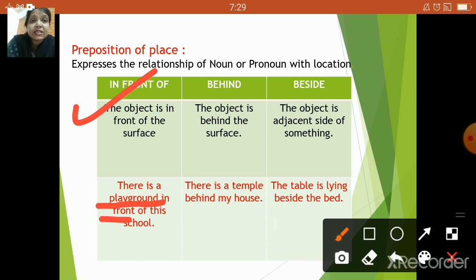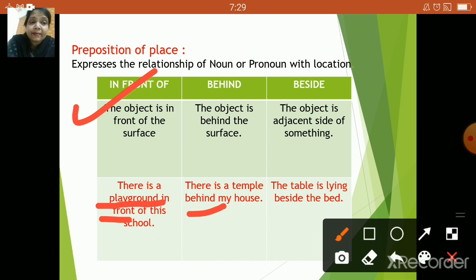Alright? Next, behind. When the object is behind the surface. For example, there is a temple behind my house. So here we are going to use behind. The reason is we need to tell the location, that the temple is behind my house.